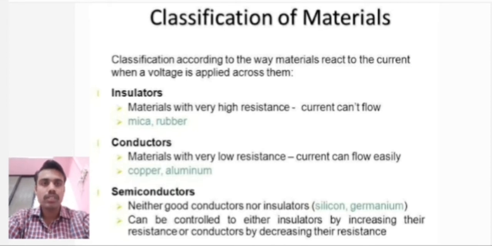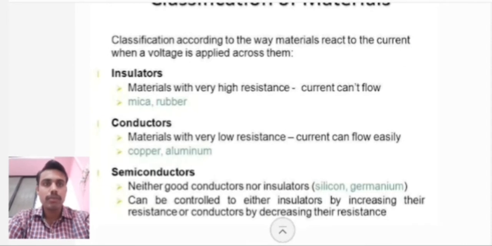Then the second one is conductor. Conductor has very low resistance. That means current can flow easily through them. A large amount of current can flow through wires of copper, aluminium, or even iron, which can be taken as examples of conductors. And the third one is semiconductor. A semiconductor is neither a good conductor nor an insulator. Examples of semiconductors are silicon and germanium.